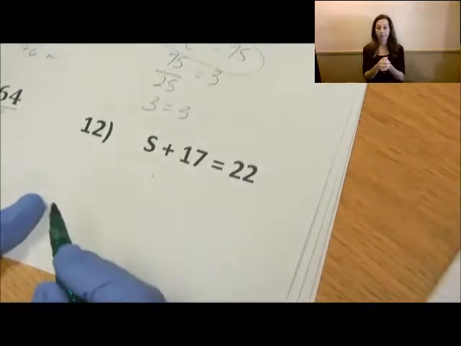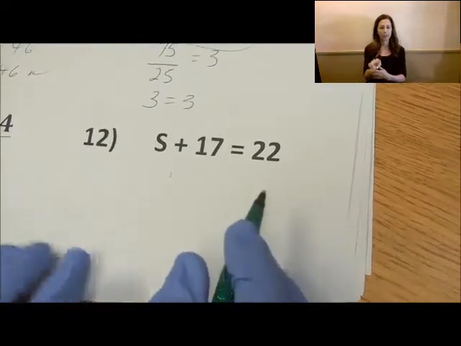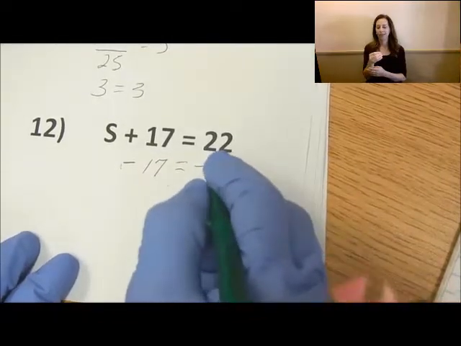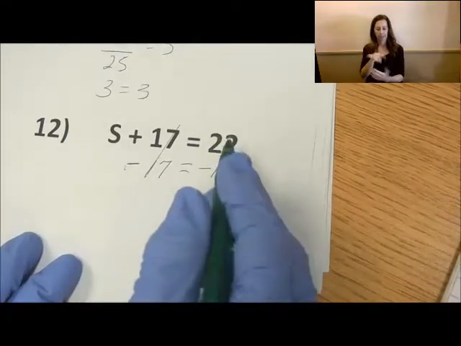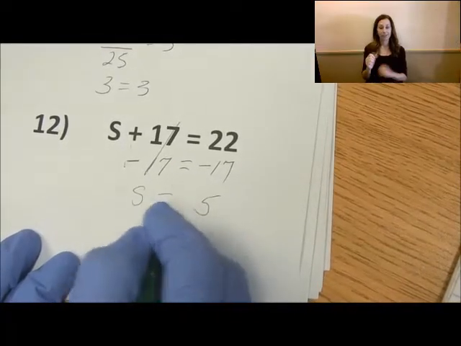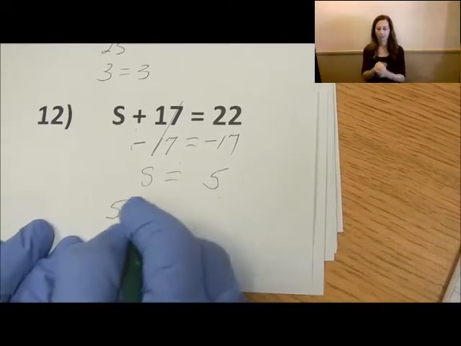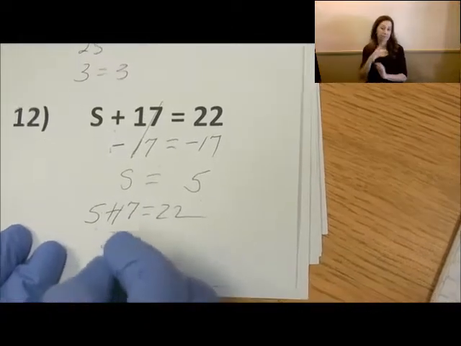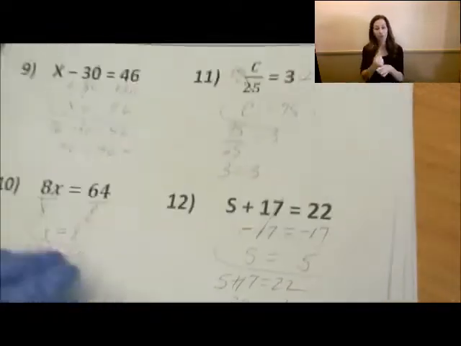Now we have an addition problem. s plus 17 equals 22. So we're going to subtract our 17 on the left, and we're going to subtract 17 on the right. This cancels. 22 minus 17 is 5. s equals 5. So now let's substitute to verify. 5 plus 17 equals 22. 5 plus 17 is 22, so 22 equals 22. We've got it. s equals 5.